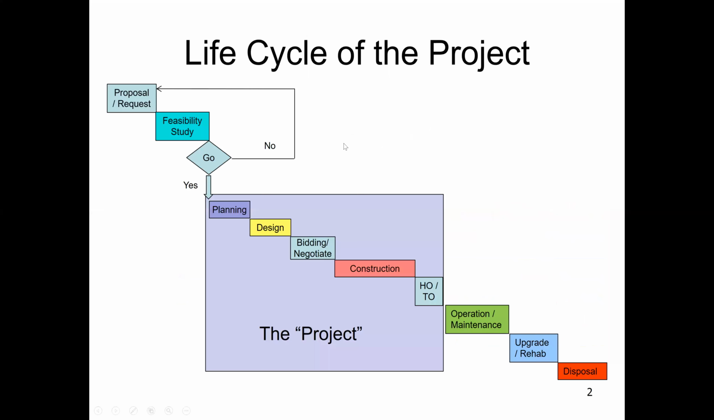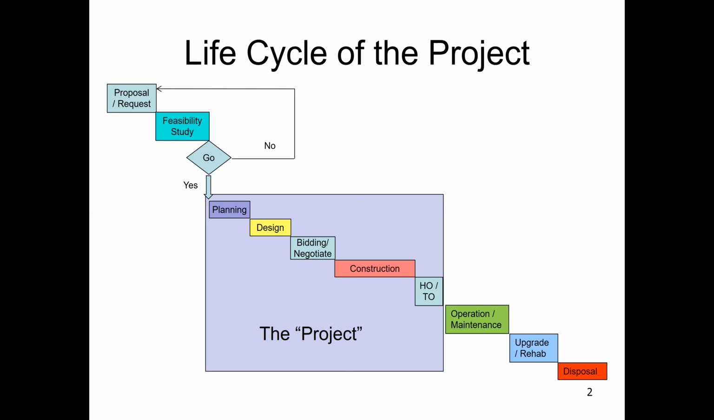So we are going to start with the life cycle of the project. Most of you are familiar with this. We start with the proposal request, the definition of the project, then we do the feasibility study, and if the project is economically feasible, it will go ahead. Otherwise, the project can be abandoned if the economic or other feasibility, political, financial, cultural or environmental, is not acceptable.